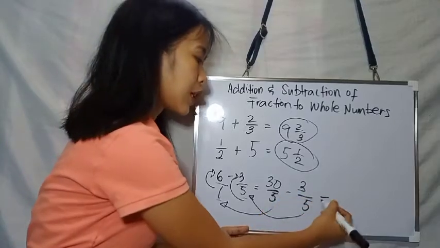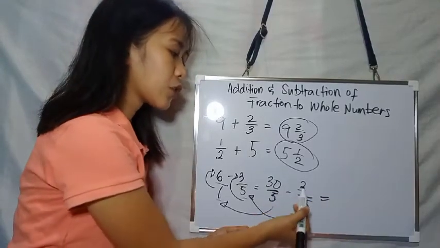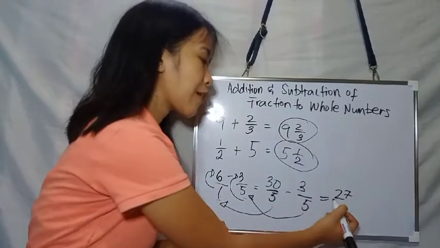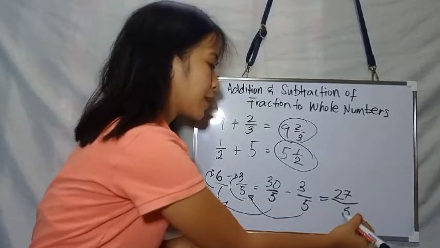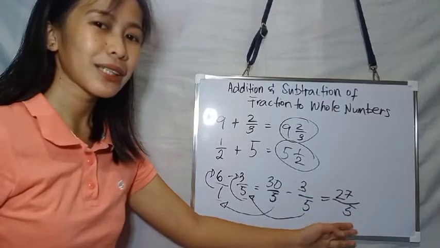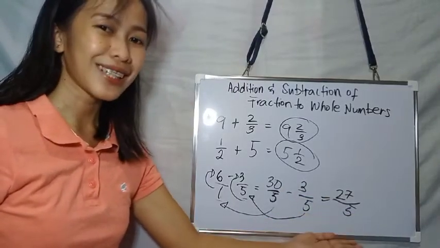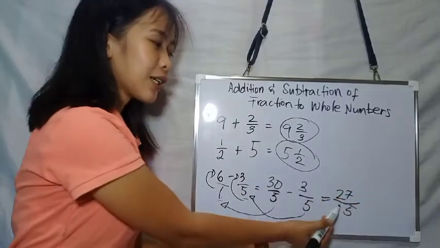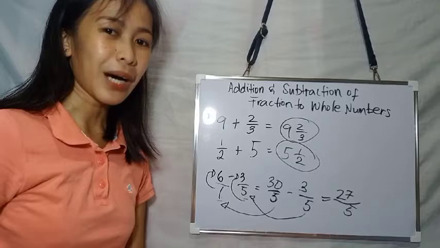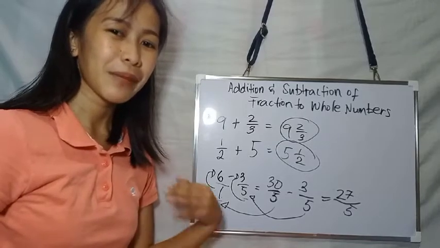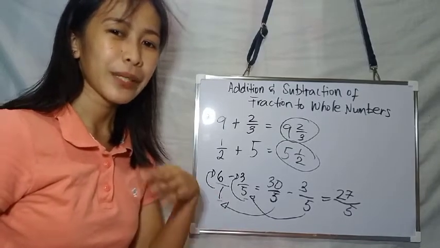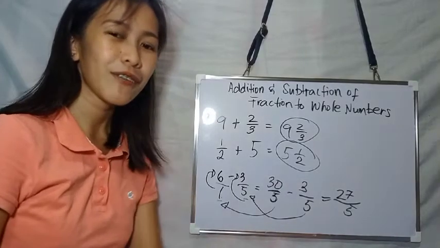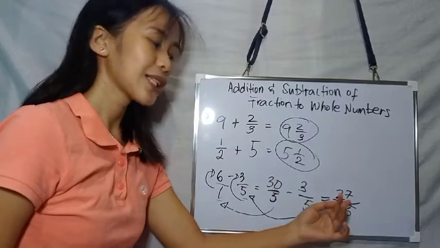And then right after that, of course, 30 minus 3 is 27. So we have 27 over 5. Ayan. So as you can see, meron na naman tayong improper fraction dito. Diba? Kapag sinabi natin improper, mas mataas si numerator kesa kay denominator. Tama? E diba, what are we going to do kapag meron tayong improper fraction? Kapag pinasimplify sa inyo, of course, inyong isisimplify. And then, how are you going to simplify? Just divide 27 by 5.